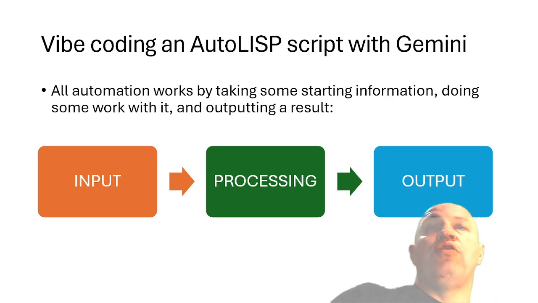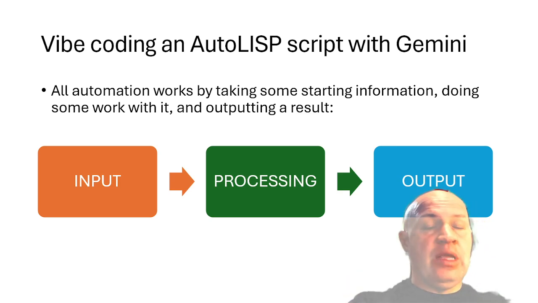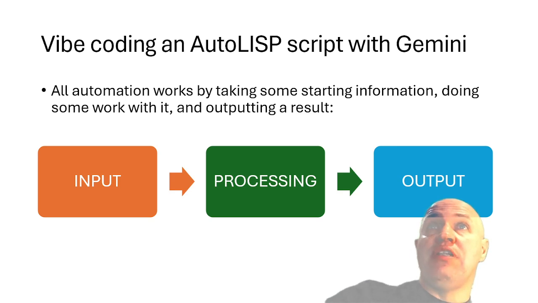Today I'm going to walk you through coding a script for AutoCAD using an LLM. In this case, we're going to be using the AutoLISP scripting language, and we're going to be using Gemini. There are a few different automation tools you can use in AutoCAD, and there are a few different LLMs you could be using. You don't have to use Gemini.